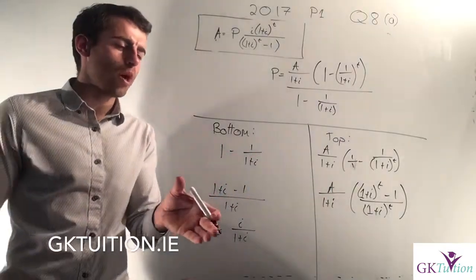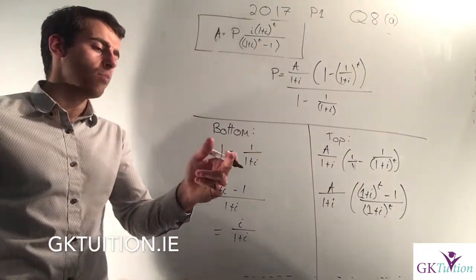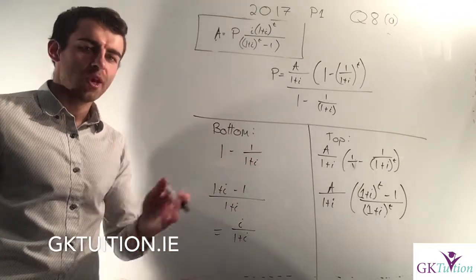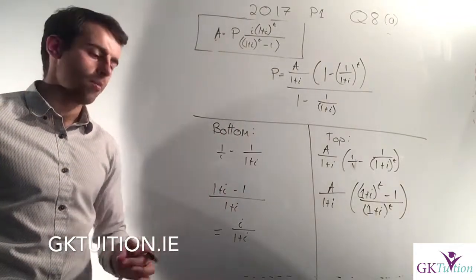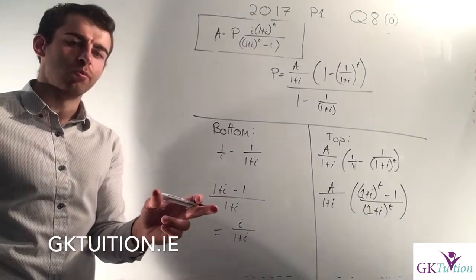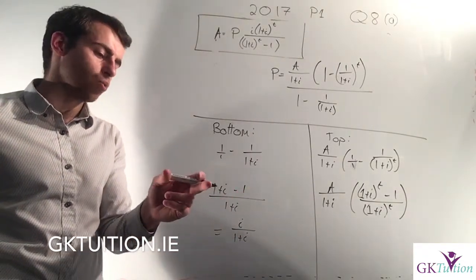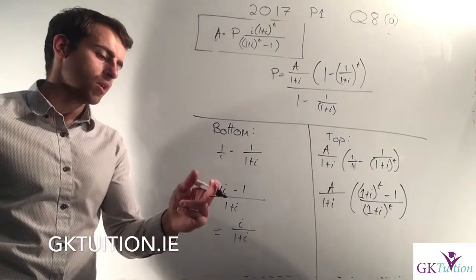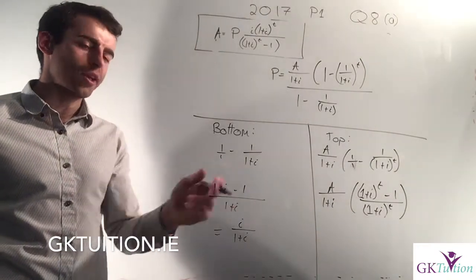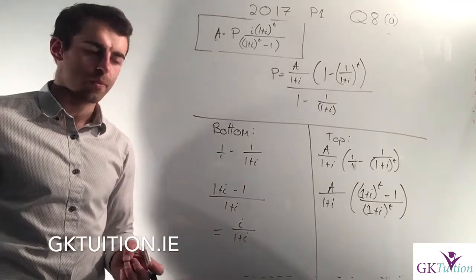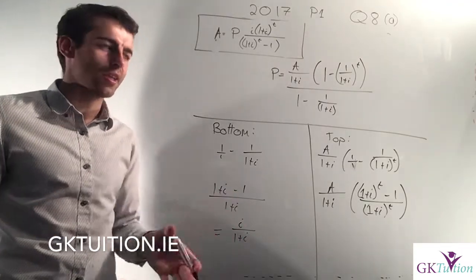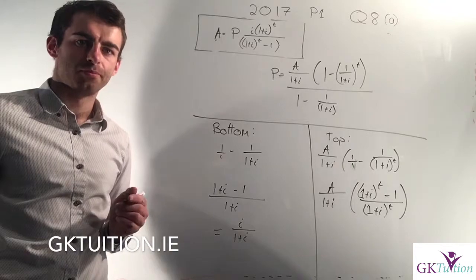Now, if we look to the bottom, I have 1 minus 1 over 1 plus I. So again, I have two fractions and I'm subtracting them, so I get a common denominator. My common denominator is 1 plus I, and my numerator is 1 plus I minus 1. So I've got a 1 and a minus 1 at the top, so I'm actually just left with I over 1 plus I. So if you want to pause, take that down, let's start again from the top.